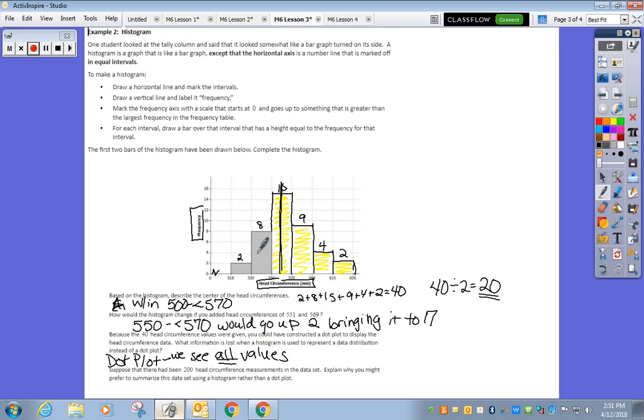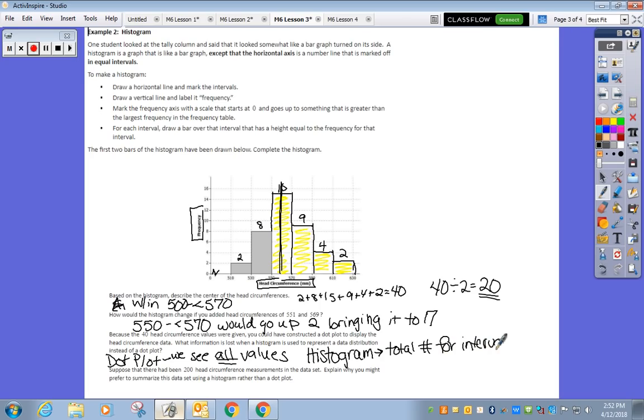Okay? Here, I am not getting specific numbers. I know there's 2 that fall within this range, but I don't know exactly what 2 numbers they are. So in a histogram, we only see a total number for an interval. So a histogram is just a total number for an interval.